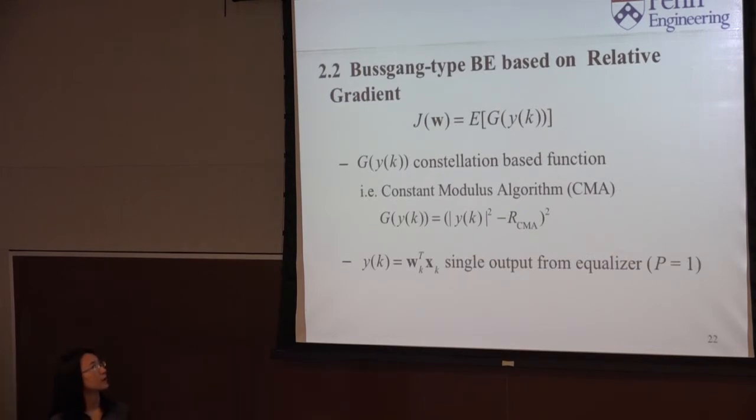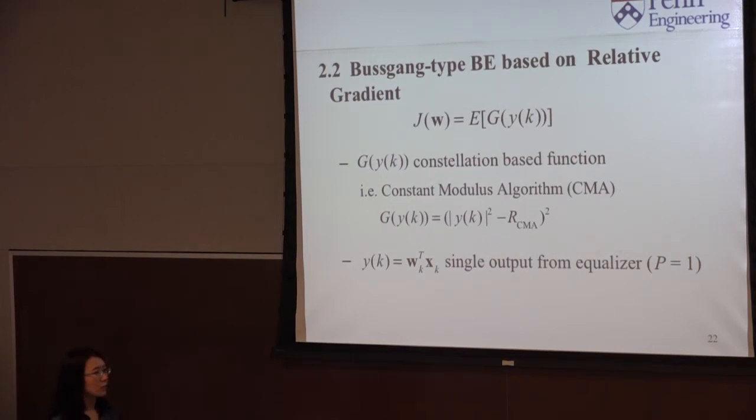Okay, next I will talk about the Godard type BE algorithm, which is based on relative gradient. That means to explore the structural property of the source symbols. For example, y_k is the output of the equalizer. So ideally, we want it to be an estimation of the source symbol. For example, g(y) is a function of the equalizer output, and it is based on the constellation.